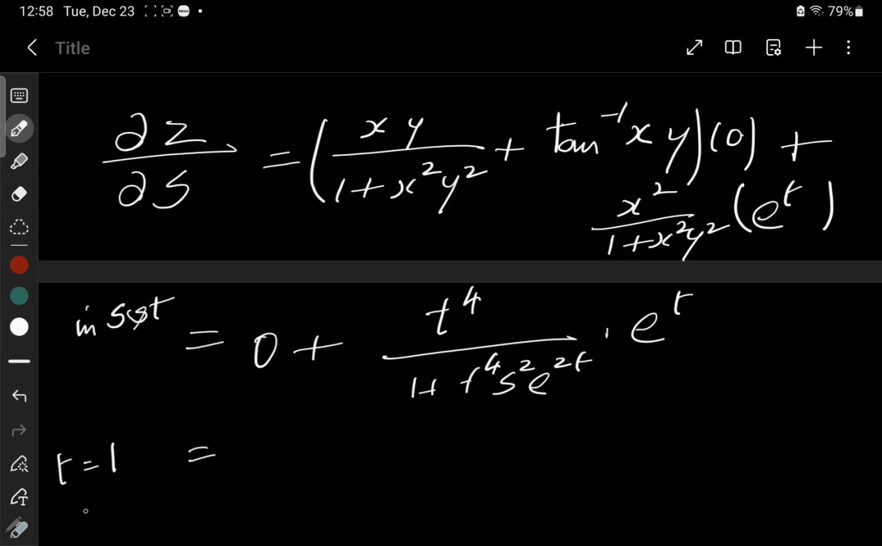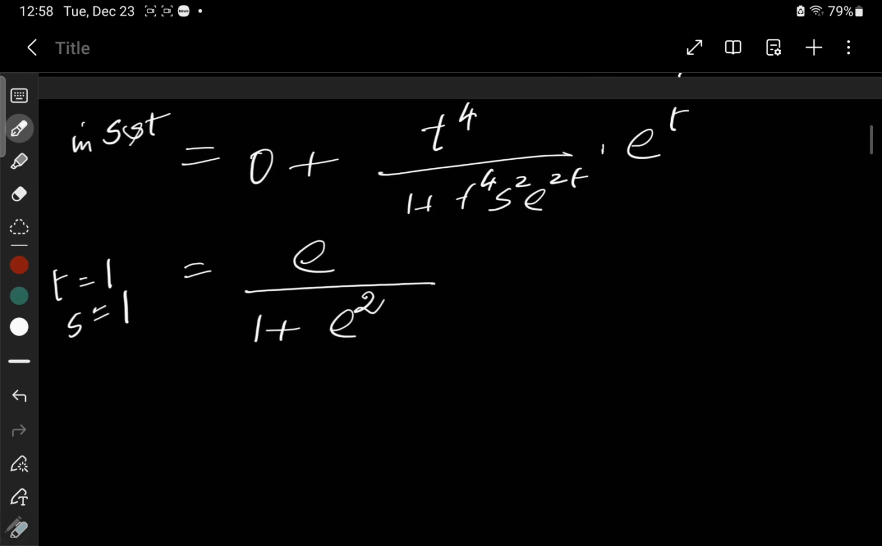Now find it at t equal to 1 and s equal to 1. So replace t as 1. 1 power 4 is 1, and e power 4 e divided by 1 plus t is 1, s is 1. So e power 2. This is the answer: e by 1 plus e squared.